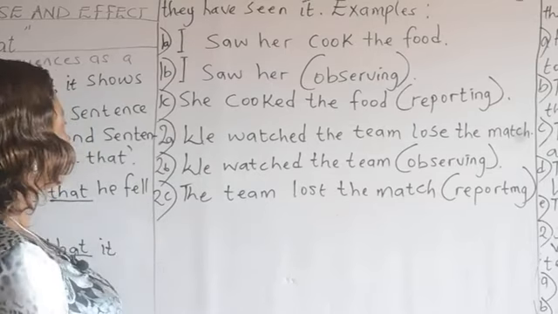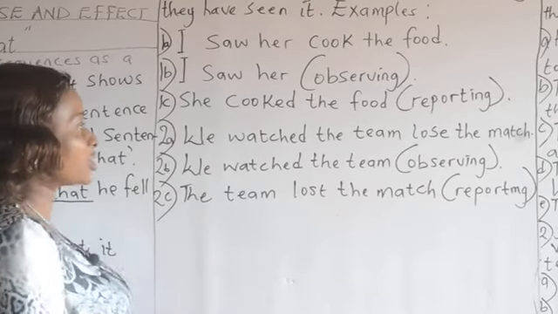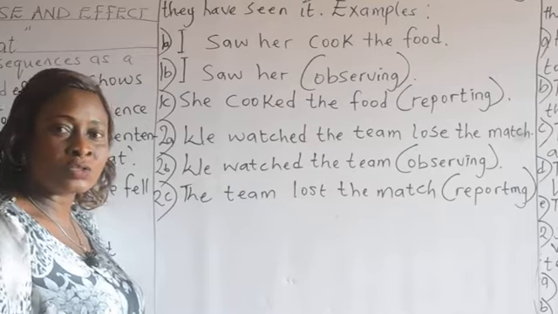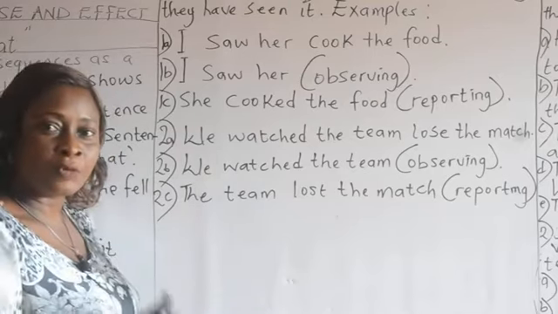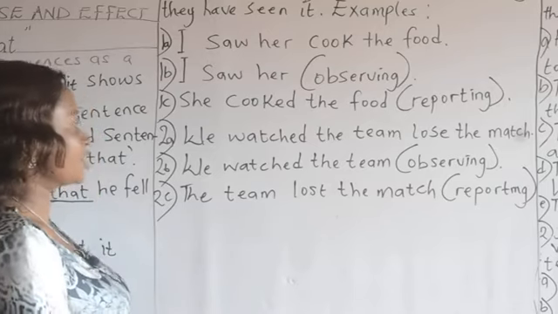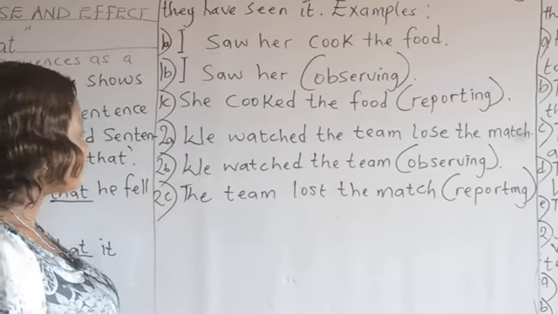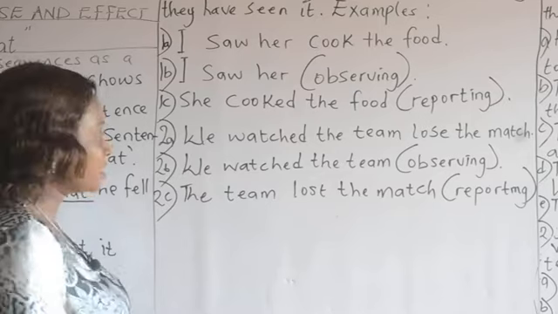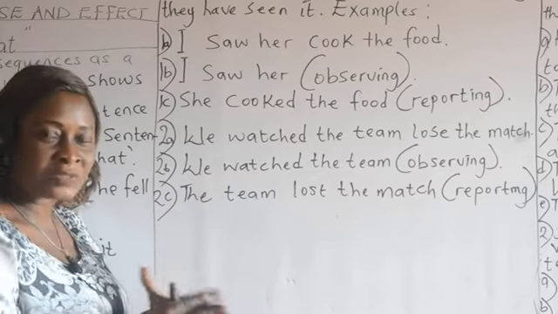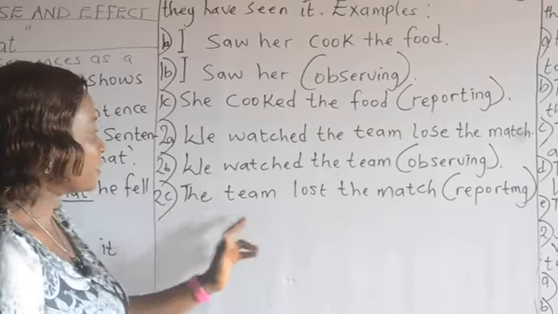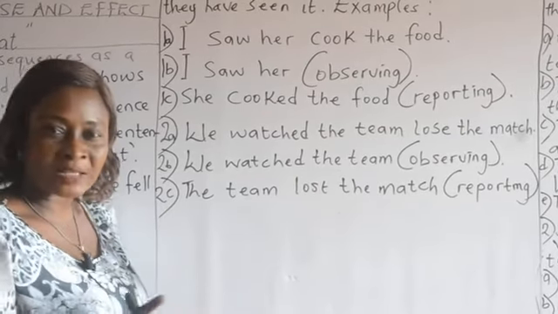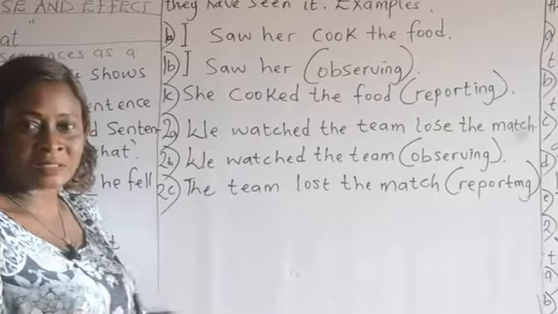Good. Example 2A. We watched the team lose the match. In observing, we watched the team. That is observing. Then in reporting, the team lost the match.